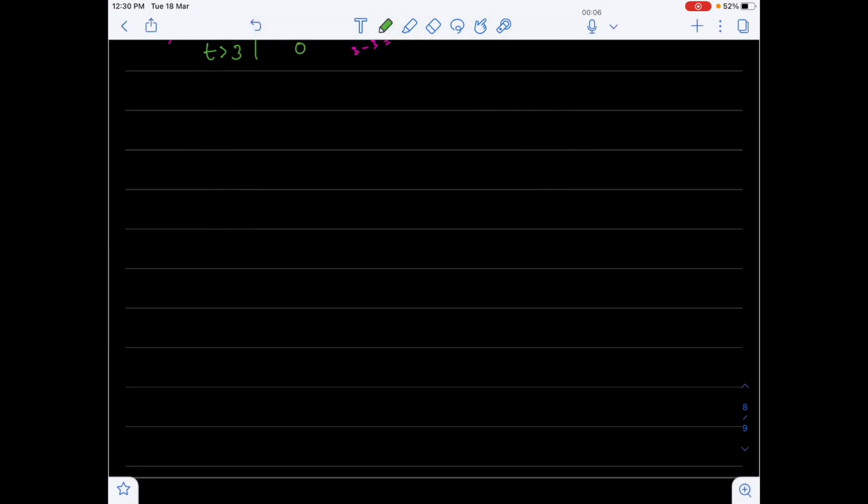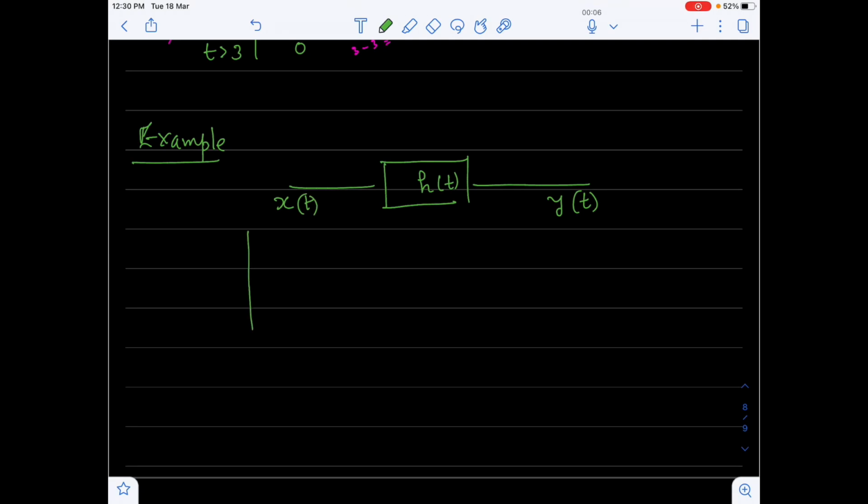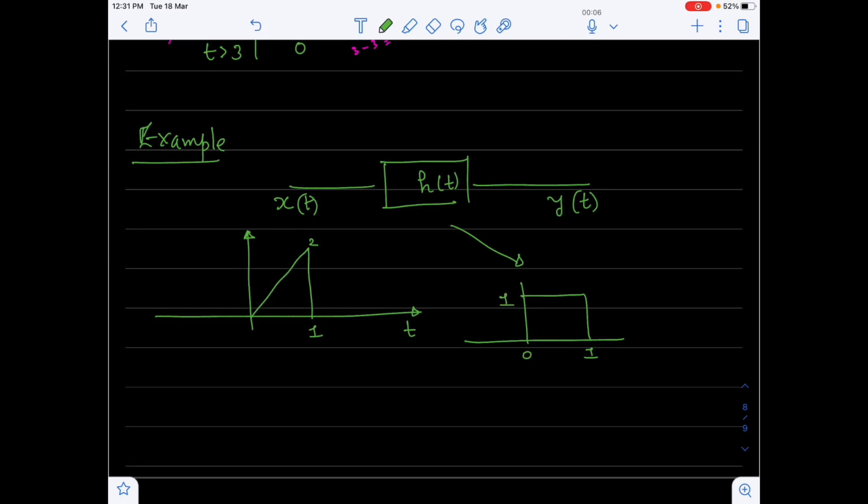So I have a system with impulse response as h of t, and the output is y of t. Now my input is x of t. The input is given, it is something like a function like this. So this is going to 2, and this is 1, and this is our graph. This is the function of time, and our h of t is also given. It is a simple function, it's 0 to 1, and the amplitude is 1.